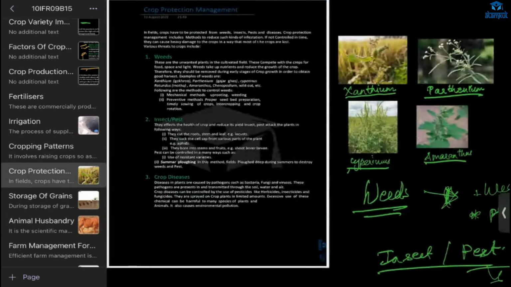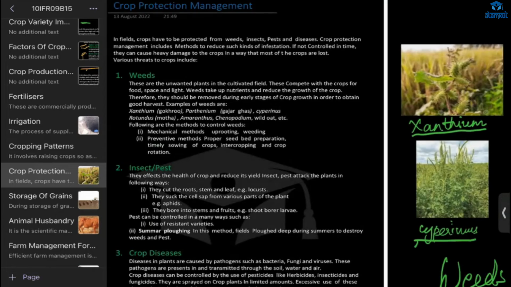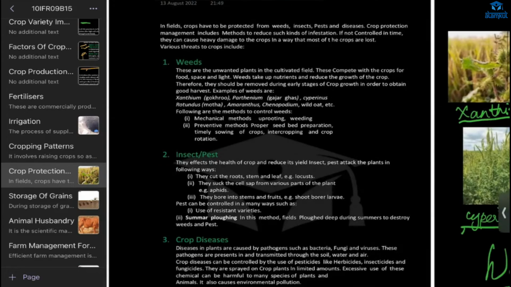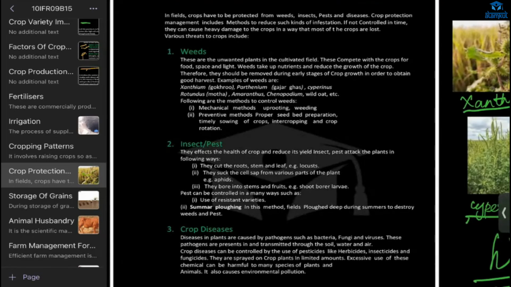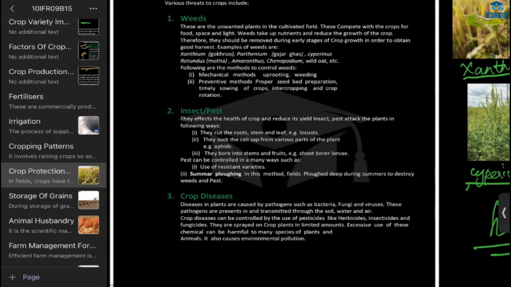We have talked about the variety improvement, that is breeding, and then production, and then we also require it to protect the crops which we have harvested, all the things we have to protect. The things we have to protect from are weeds, insects, pests, then crop diseases.